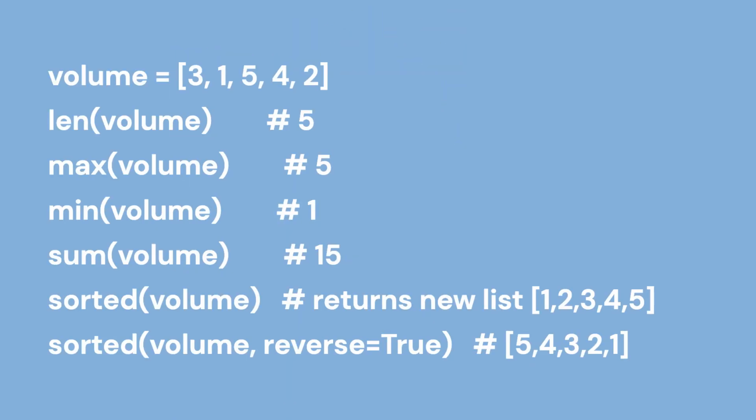Handy built-in functions work on both lists and tuples. Len equals number of elements. Max equals largest element. Min equals smallest element. Sum equals sum of elements. Works for numerical data. Sorted returns a sorted list. Default is ascending order. To get a new sorted list in descending order, use reverse equals true. Sorted always returns a list, even if you pass it a tuple.